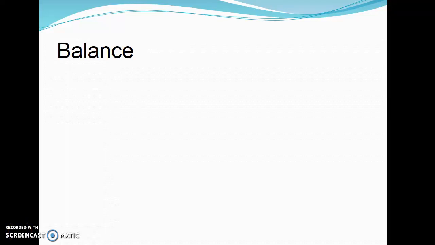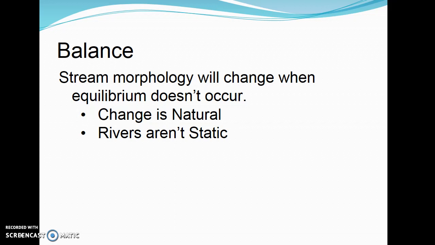So as we wrap up how the stream's function may affect the stream's form, we need to realize then that balance is always trying to be achieved. So the stream form or the stream morphology will change if equilibrium isn't occurring. So it's important. We tend to think of the banks eroding on a stream as being an unnatural bad thing.